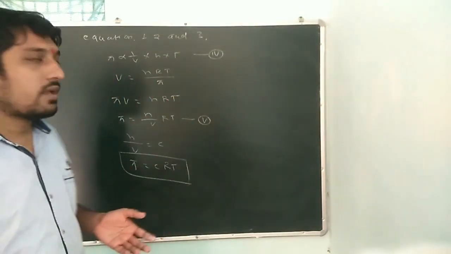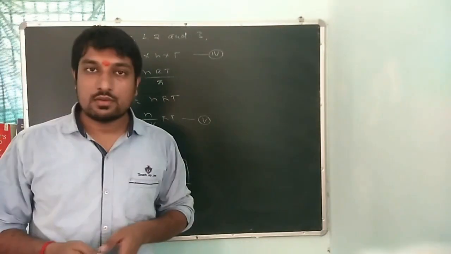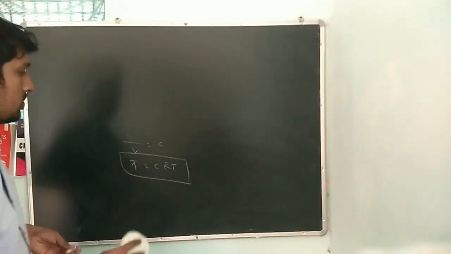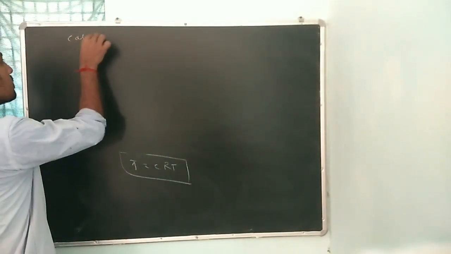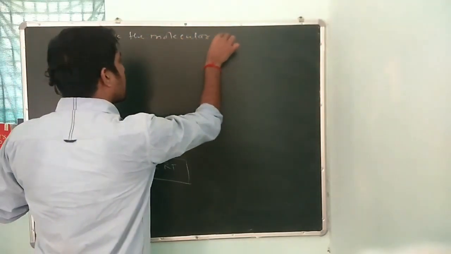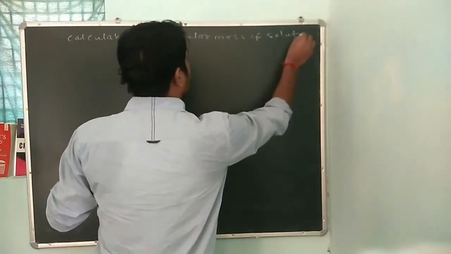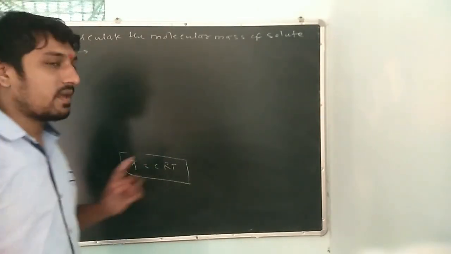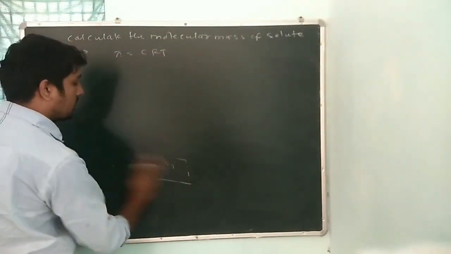Now you calculate the molecular mass of solute with the help of osmotic pressure. Remember this. So what is the equation of osmotic pressure? Pi is equal to CRT.